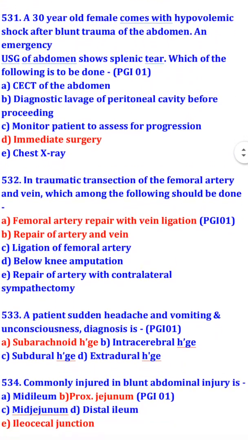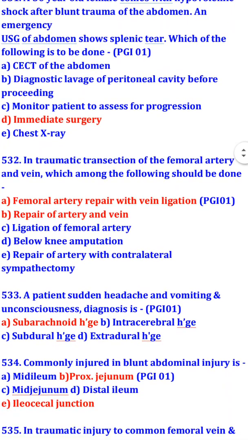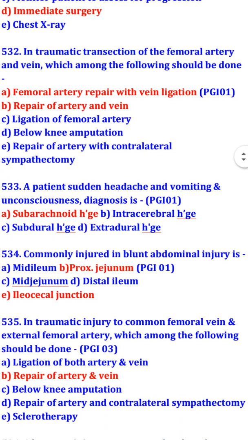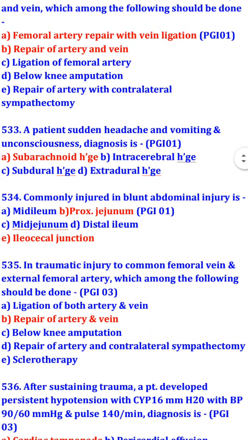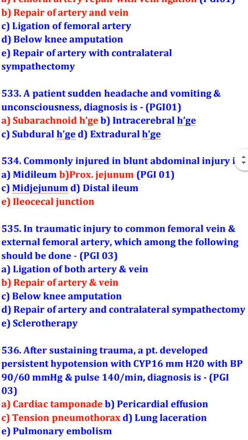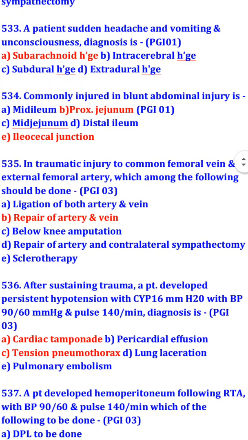In traumatic transection of the femoral artery and vein, which among the following should be done? Femoral artery repair with vein ligation, or repair of artery and vein. A patient with sudden headache and vomiting and unconsciousness, the diagnosis is subarachnoid hemorrhage. Commonly injured in blunt abdominal injury is proximal jejunum and ileocecal junction. In traumatic injury to common femoral vein and external femoral artery, which among the following should be done? Repair of artery and vein.